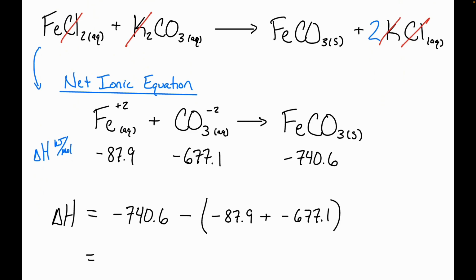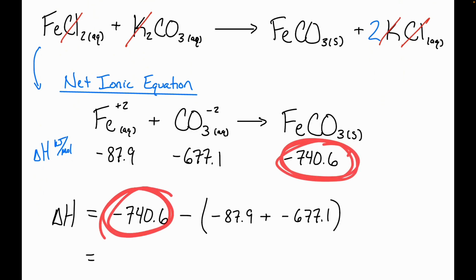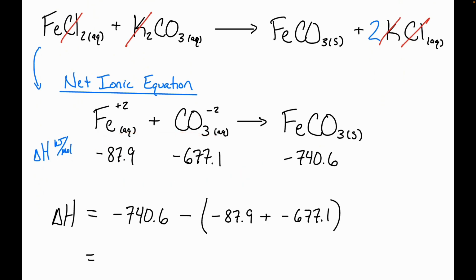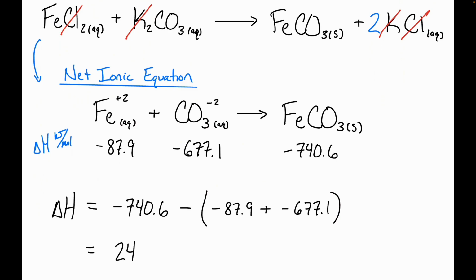So in this case I only have my one product, so I took my product's delta H and I subtracted the sum of my reactants. And again, I was really careful about distributing that minus sign, so I put my sum of my reactants in parentheses before punching it into my calculator. I get a value of 24.4, and again, that's in units of kilojoules per mole. So that's my delta H for my precipitation reaction. This reaction is also endothermic, that positive delta H value.